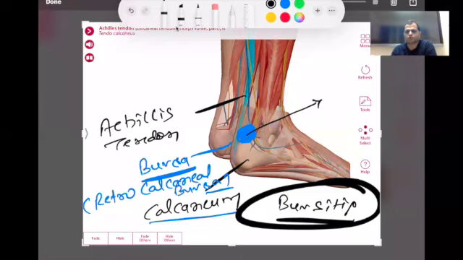So we are also applying the ice here, bursitis. So the bursitis means inflammation of this bursa, which is the sac filled with the fluid, so that during the movement there will not be any friction between this tendon and the bone.